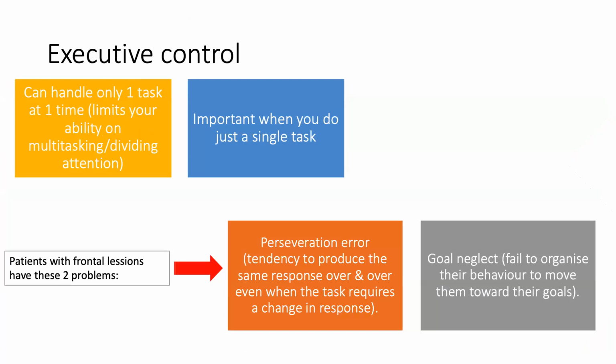Executive control can handle only one task at one time. It limits your ability to multitask or divide attention. It's important when you do just a single task. Patients with frontal lesions have these two problems: perseveration error and goal neglect. Perseveration error is the tendency to produce the same response over and over, even when the task requires a change in response. Goal neglect is failing to organize their behavior to move them toward their goals.